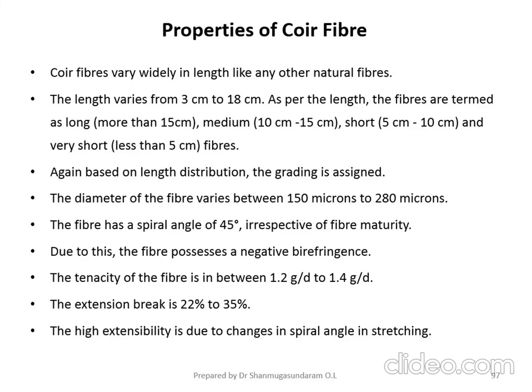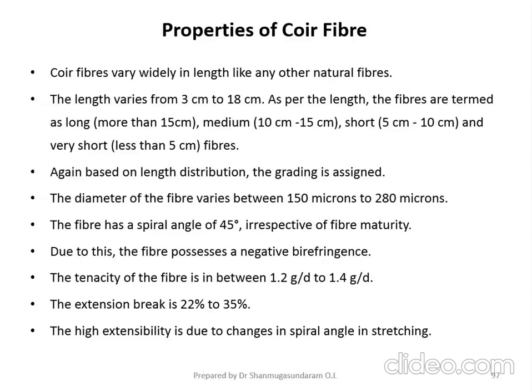The diameter of the fiber varies from 150 microns to 280 microns. The fiber has a spiral angle of 45 degrees irrespective of the fiber maturity. Due to this, the fiber possesses a negative birefringence. So because of the spiral angle of 45 degrees, what is the fiber birefringence? It has negative birefringence. What do you mean by birefringence? That you will be studying in the coming semesters in structure and fiber properties.